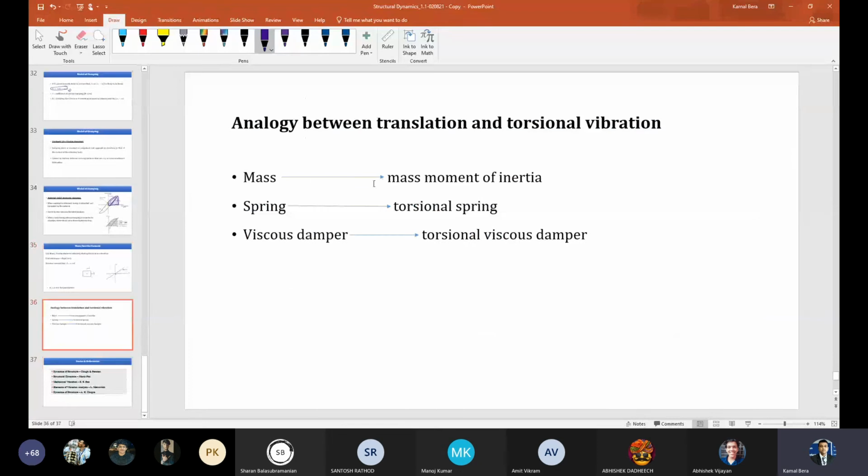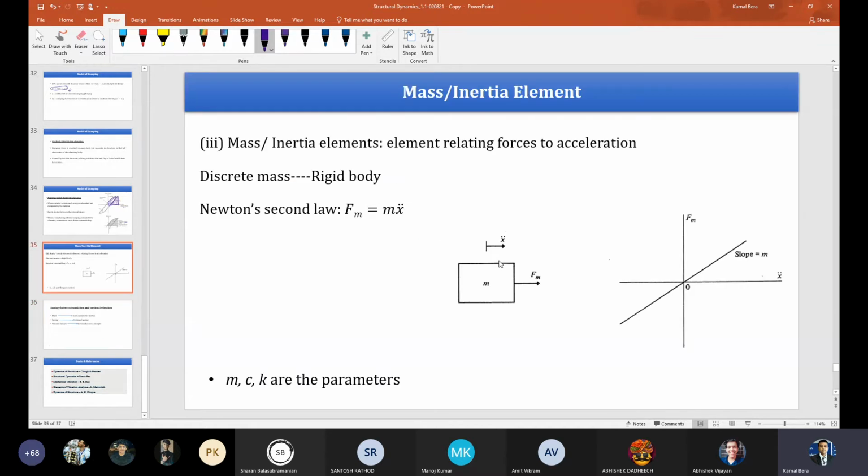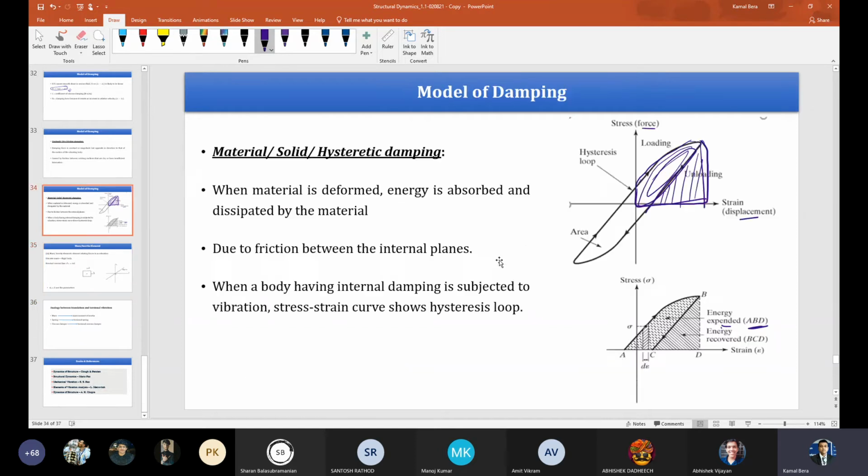You can see that mass is now replaced by the mass moment of inertia, so M will be replaced by I. Spring K will be like K theta or KT, and C will be like C theta or something like that. So that's the analogy between the translational system and the rotational system.